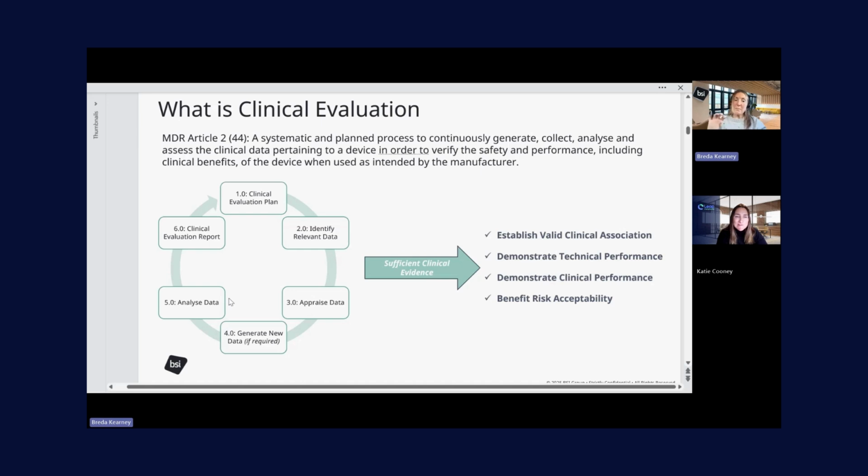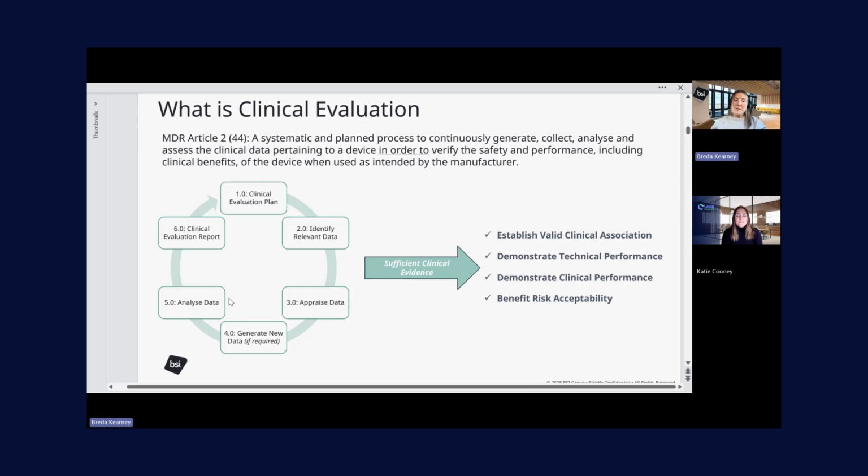So you start off with a plan to map out what you're going to do. Then you implement your plan by identifying the data, appraising it, getting new data if you need it, analyzing it, and then you write up a report at the end, which is a summary of all of your analysis and your conclusions. And then you go back and you start the whole thing again, and the cycle goes around and around.